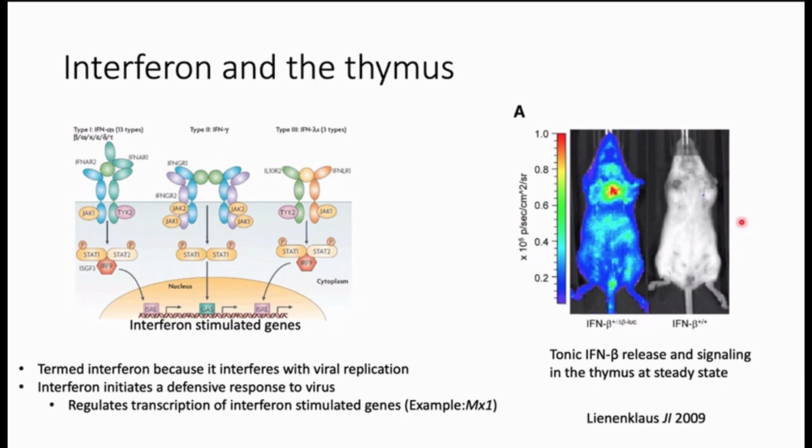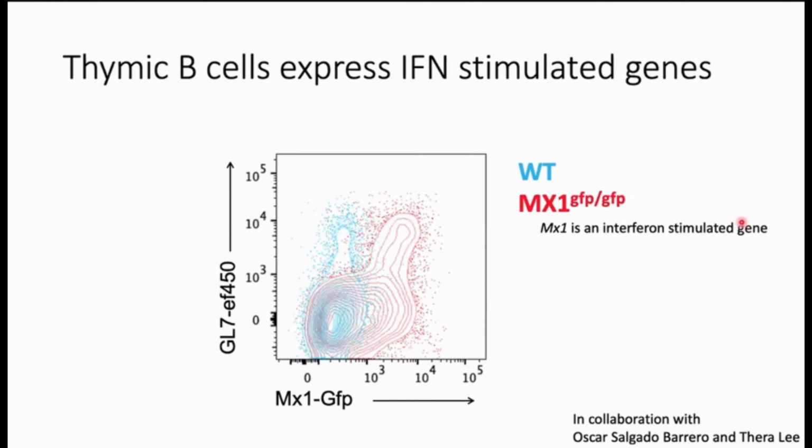So based on this, we were interested to see if the Thymic B cells were sensing interferon. And the way we did that was with a reporter mouse, and we found that they are expressing interferon-stimulated genes. We had a GFP knock-in mouse, so when MX1 was expressed, it would express GFP. And again, MX1 is an interferon-stimulated gene.